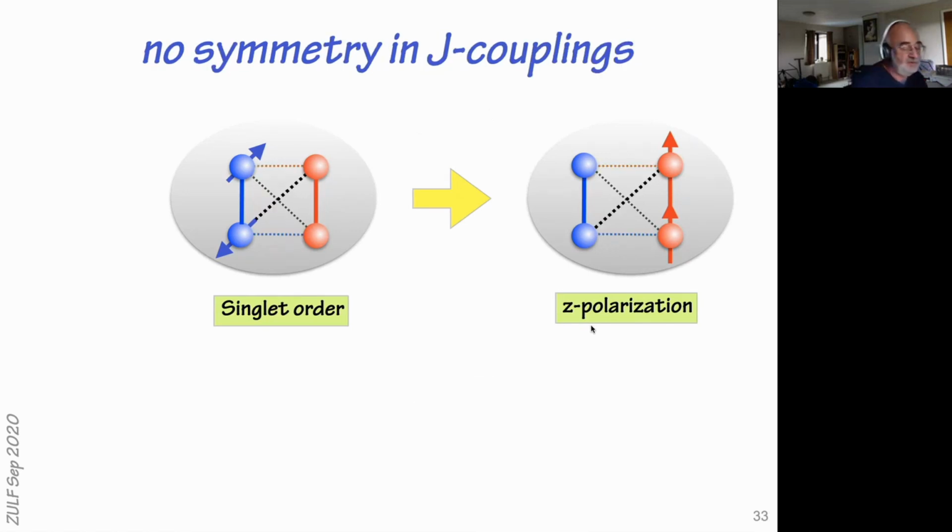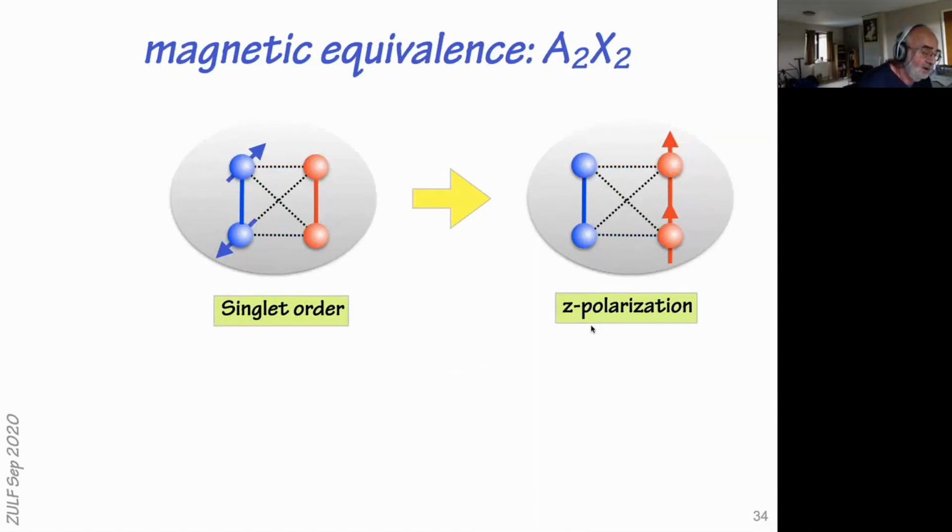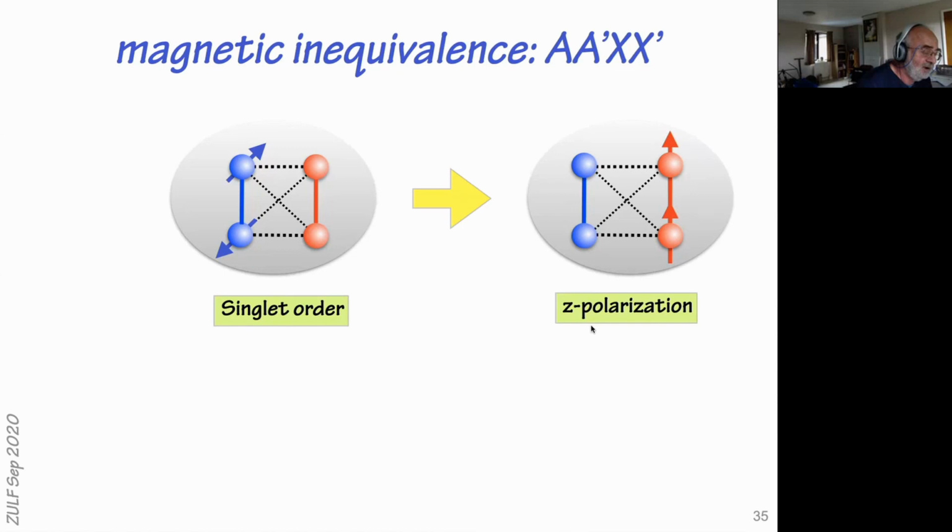So just again to repeat, if there's no symmetry, you can get 100% polarization. If there's magnetic equivalence, you can't get anything. And if there's magnetic inequivalence and you have an A prime X X prime coupling spin system, then the symmetry theory says you can only get 50%. And that seems to be a little bit of a problem, which is worth addressing.